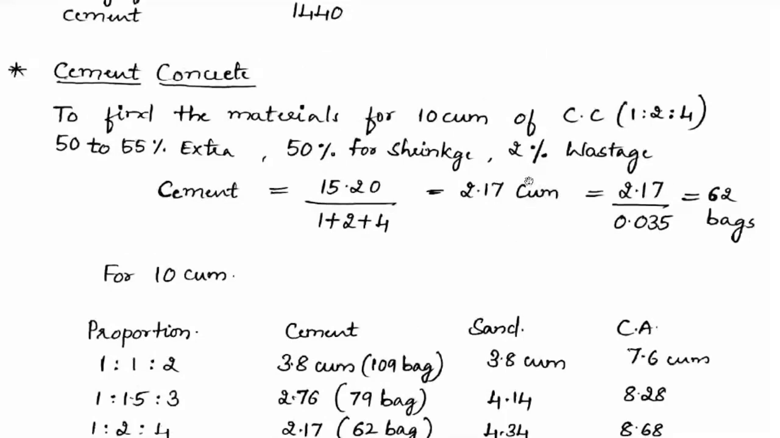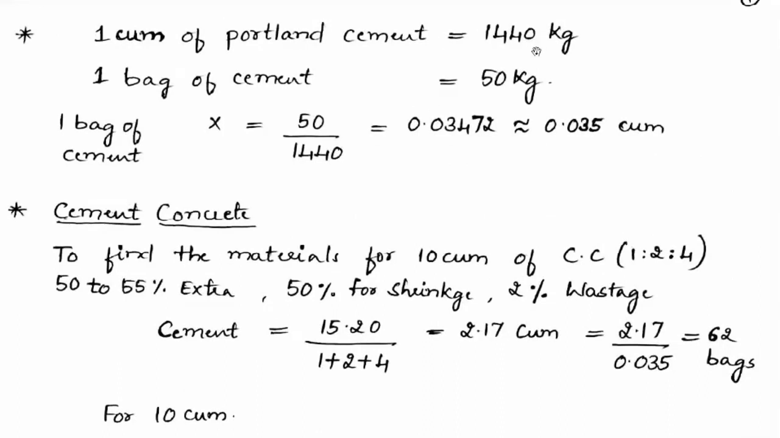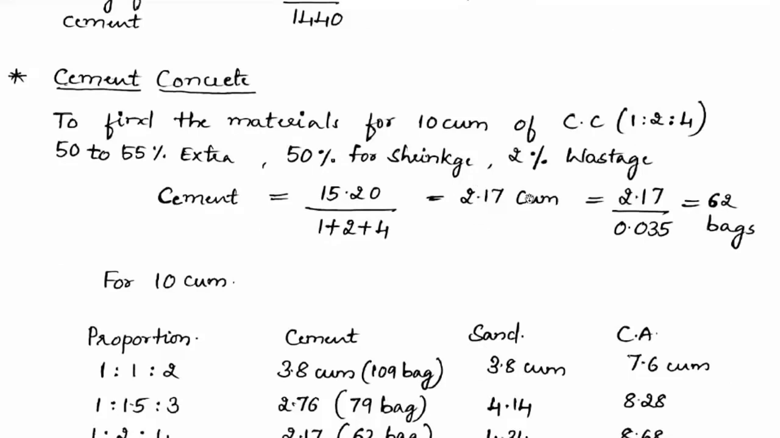When you are going to purchase the cement, you are not going to purchase in cubic meters. You are going to purchase in number of bags. So to convert this cubic meter, 1 cubic meter is equal to 1440 kg. A bag is nothing but 50 kg. So I want to convert it into bags. Therefore we have calculated this constant 0.035. So 2.17 divided by 0.035, you get the number of bags.